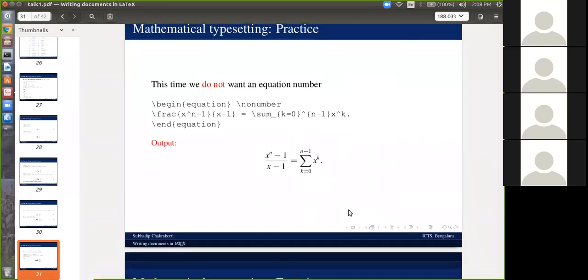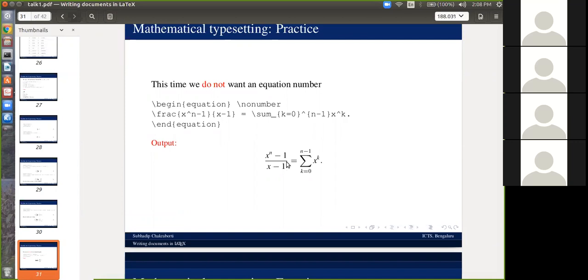Okay, now write down this one. x to the power n minus 1 by x minus 1 is equal to sum over k equal to 0 to n minus 1 of x to the power k. Write it down. It is written already in the slide. You can see. So again, begin equation. Forget about this no number. You already know the use of it.